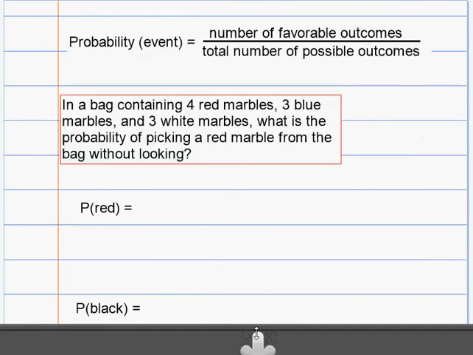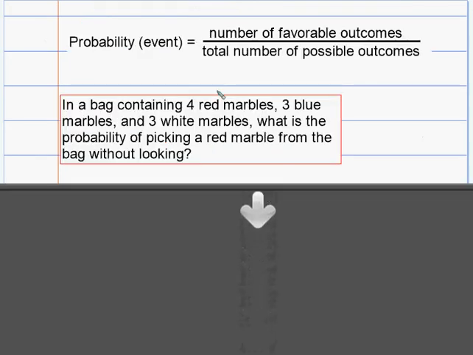Let's do some examples. Okay, so I copied that equation here onto each of these next pages. You don't have to write it again. It's just so that we have it to refer back to. So here's the problem. Please write this down. In a bag containing 4 red marbles, 3 blue marbles, and 3 white marbles, what is the probability of picking a red marble from the bag without looking?